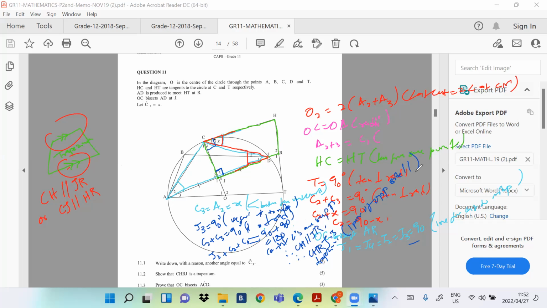Now they say prove that OC bisects angle ACD. Prove that OC, where's OC? OC bisects ACD. Remember, when something bisects, it means it divides the angle into two equal pieces. That means we need to prove that C1 is equal to C2, right?